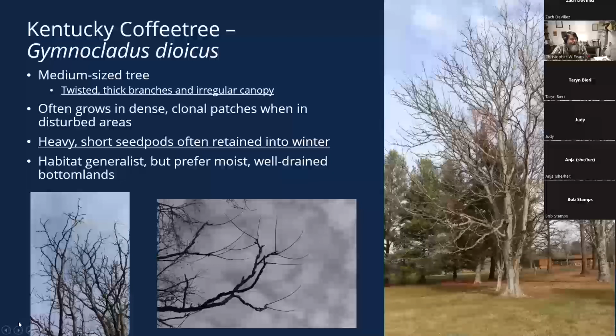This is a medium-sized tree, thick twisted branches, irregular canopy. It can often grow in dense patches, especially in disturbed areas. And then a lot of times you'll see these heavy, short seed pods either on the trees or laying on the ground below them. But especially I look for those stems, the rachis, the leaf stems that are retained on the branches well into winter. And that's really one of the best characteristics that I pick up on in the wintertime. This is a habitat generalist. It grows in a lot of places, but overall prefers kind of moist, well-drained bottomlands.